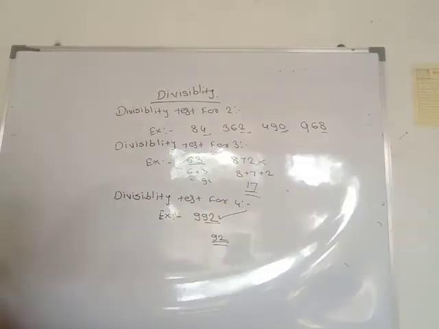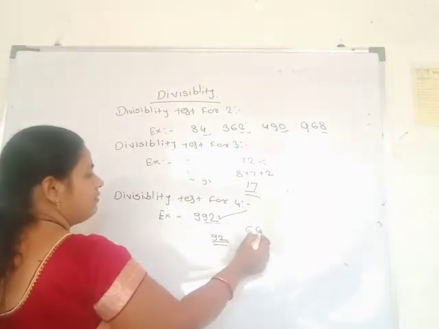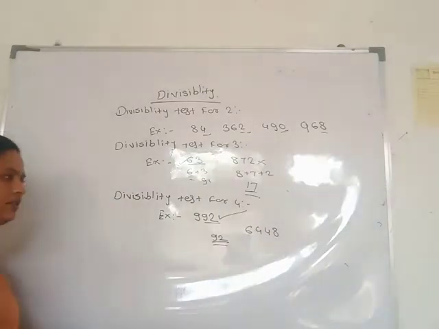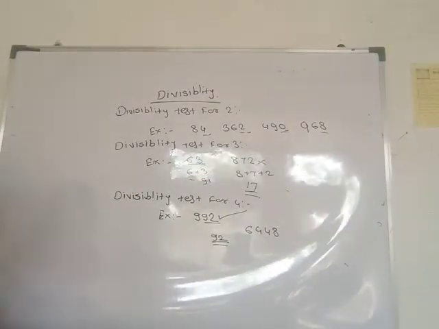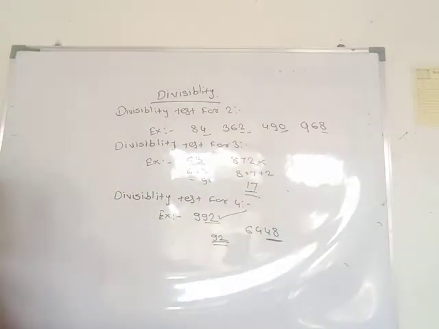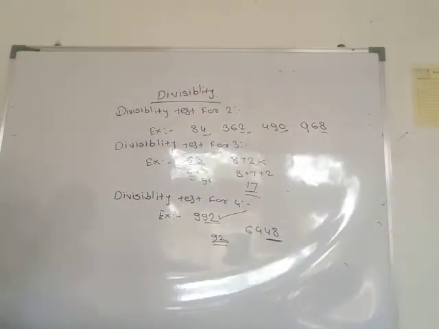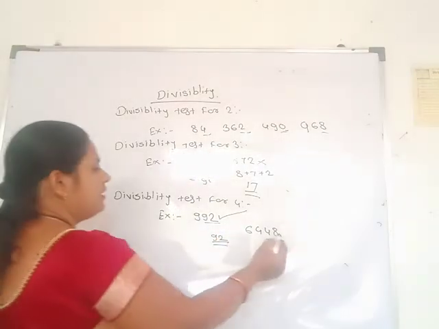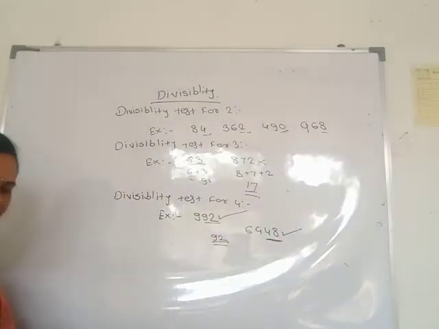Again, one example, see. 6448. Here the last two digits are 48. This 48 is divisible by 4. Therefore this whole number is divisible by 4.